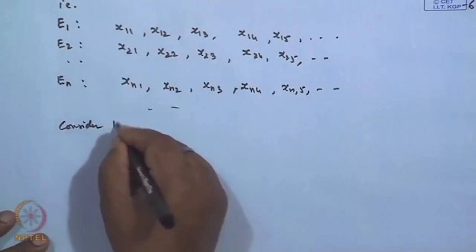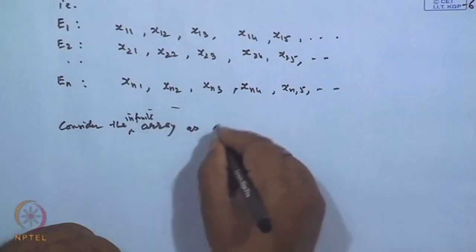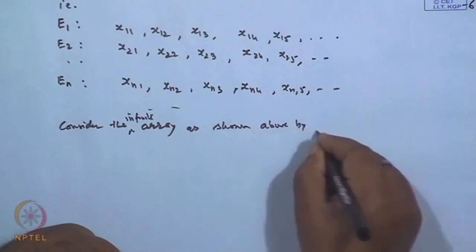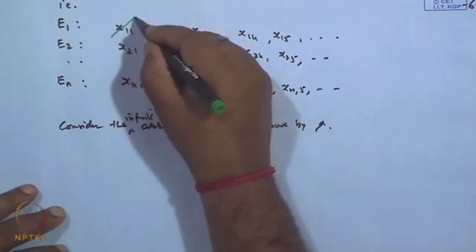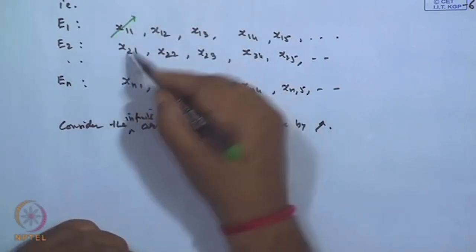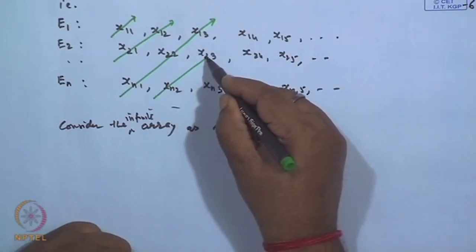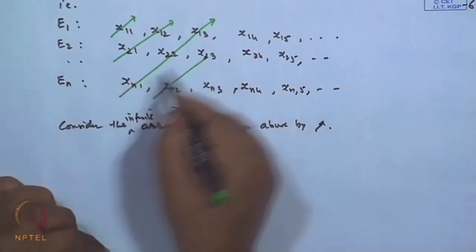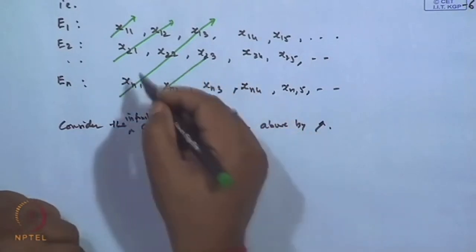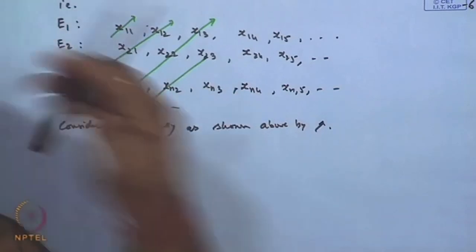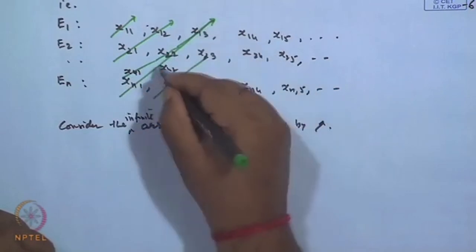Now, let us consider the following infinite array as mentioned above, as shown by arrows. Suppose I take this arrow first, then this one, then I take this arrow, then this one: x31, x32. So, basically this will be x41, x42. So, this ray will go, this ray will go, like this.